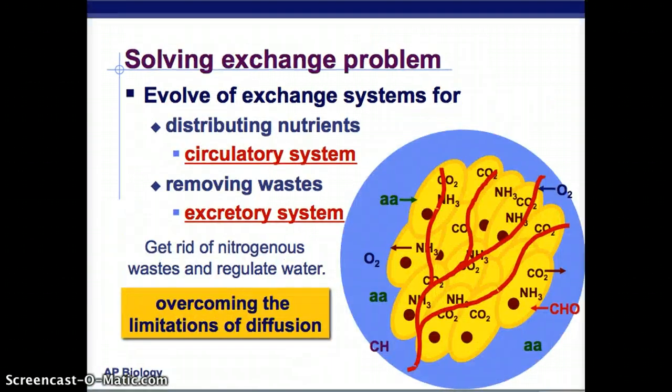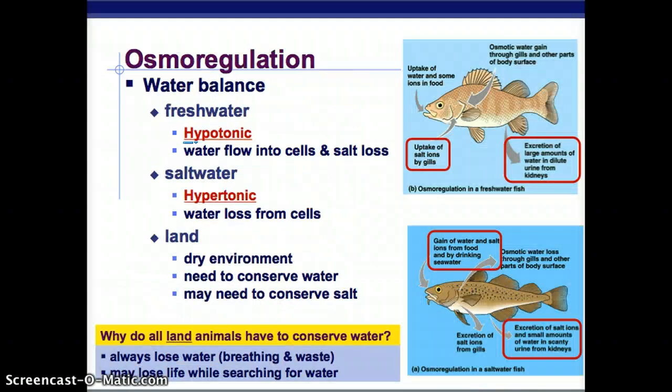So, to solve that exchange problem, we've got our circulatory system for distributing nutrients. And our excretory system, which will help remove wastes, get rid of what we don't want out of our system, like carbon dioxide or nitrogen wastes. So we want to get rid of our nitrogen waste and regulate our water. So that's overcoming the limitations of diffusion by those systems.